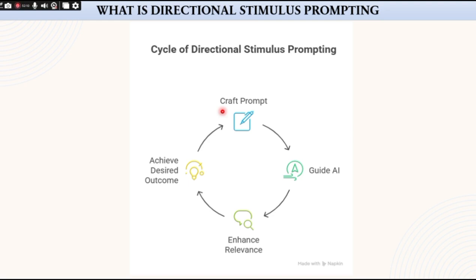So now let's take some definition for directional stimulus prompting. So directional stimulus prompting is a process of embedding subtle guidance or suggestions into a prompt to steer the AI's reasoning in a particular direction without giving away the final answer. It's like a mental compass for the model, pointing it in the right direction without walking the entire path for it. So when and where do we use directional stimulus prompting?